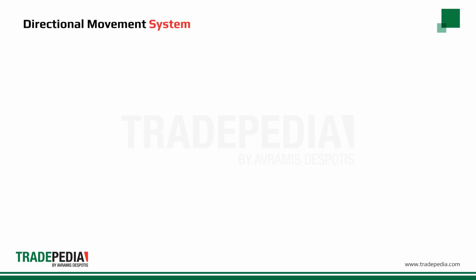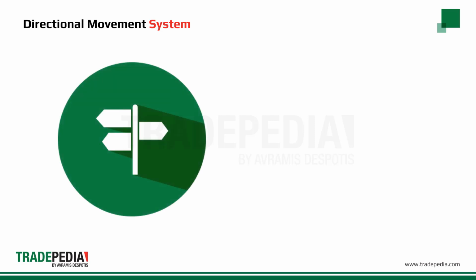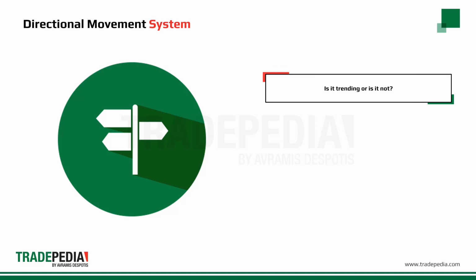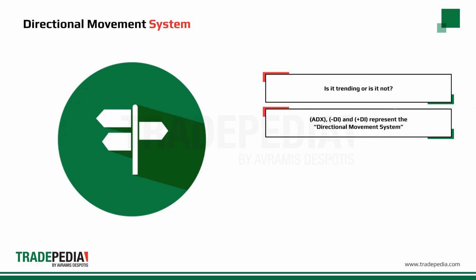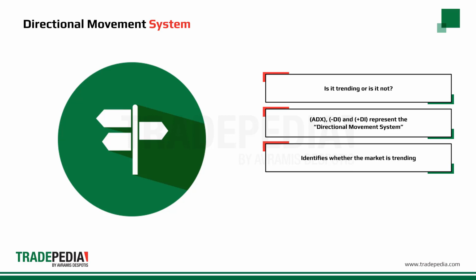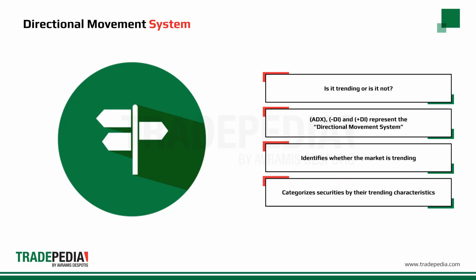As we have seen through this guide, the trend is your friend. But the million-dollar question is: is the security trending or is it not? The Average Directional Index, minus Directional Indicator and plus Directional Indicator represent the directional movement system. The key feature of the directional movement system is that it first identifies whether the market is trending before providing signals for trading the trend. Created by Wells Wilder, this indicator categorizes securities by their trending characteristics.